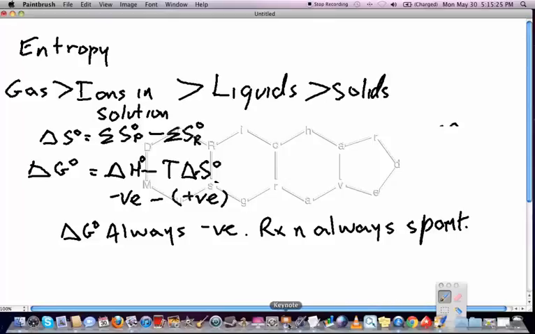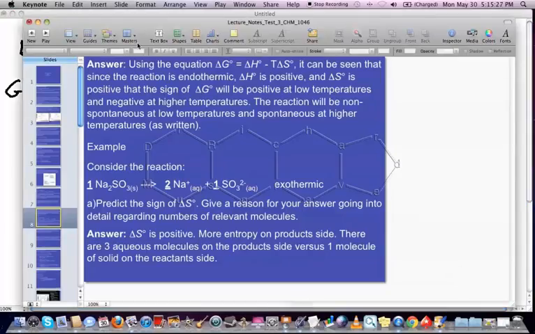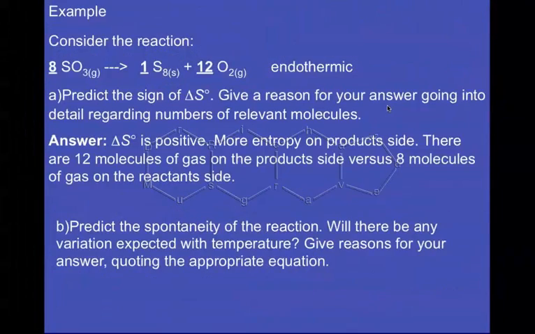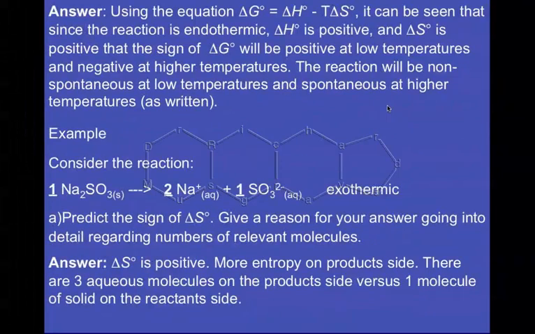Okay, so we can go back to the slides here, and what I want to point out is that the best wording, for example, for the first one is here. You can see it using this equation. It can be seen that since the reaction is endothermic, delta H is positive, delta S is positive, the sign of delta G naught will be positive at low temperatures and negative at high temperatures, and then linking that to the non-spontaneous at low temperatures and spontaneous at higher temperatures. So that was for the first one.